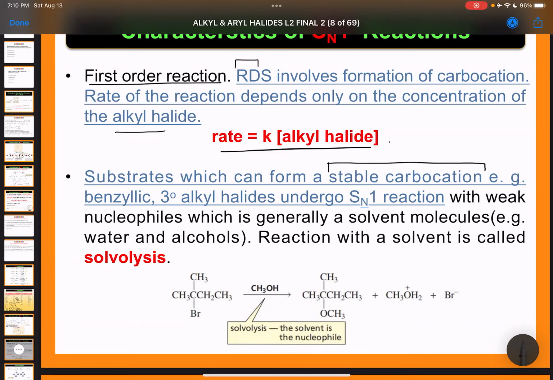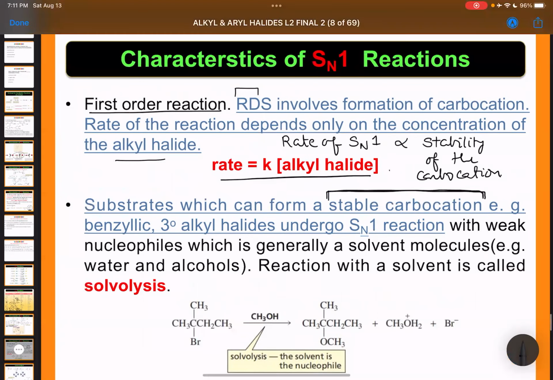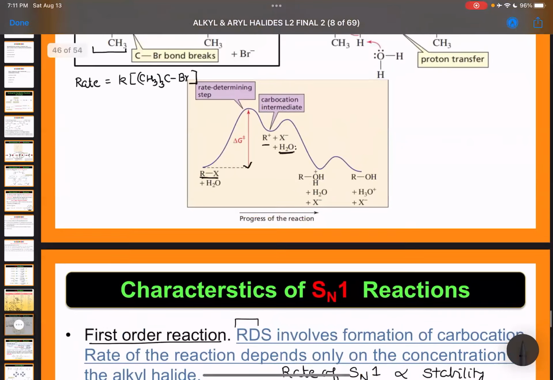Good. Mohammed, would you like to add something? You need to take a substrate which can form a stable carbocation. Okay, that is a more general statement. So the rate of SN1, you can write this, is directly proportional to the stability of the carbocation. Why? Because the carbocation is forming in the main step, which is the most difficult.